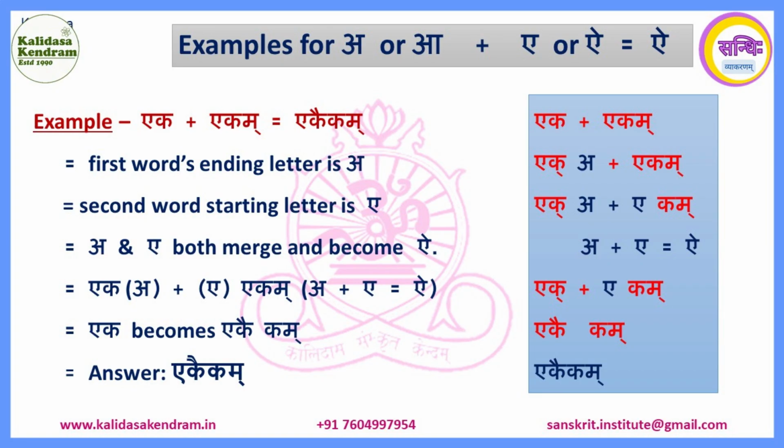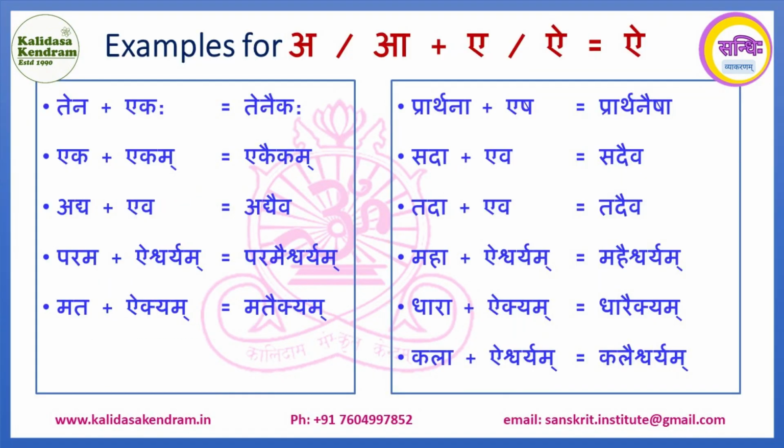Kindly go through the box where the alphabet derivations are given clearly. Still if you have doubts, you can put them in the comment box. Now we move on to the examples. There are 12 examples given here. All these examples are to be derived as we have shown in the previous slide. The first word of all these examples ends with either a or aa. The second word starts with either e or ai. Now both the alphabets merge with each other and form one single letter ai.